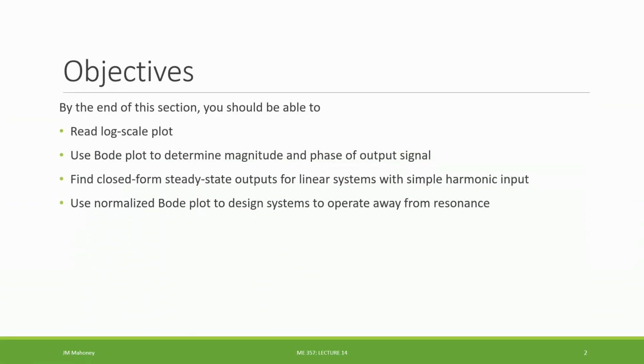At the end of this lecture, you should be able to read a log scale plot either by hand or using MATLAB. You should be able to use a Bode plot to determine the magnitude and phase of an output signal. You should be able to find the closed form steady state solution for the output of linear systems that have a cosine or a sine as the input, and also use normalized Bode plots in order to design our systems so that they don't operate near resonance.